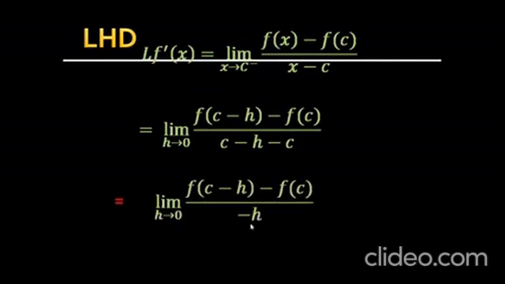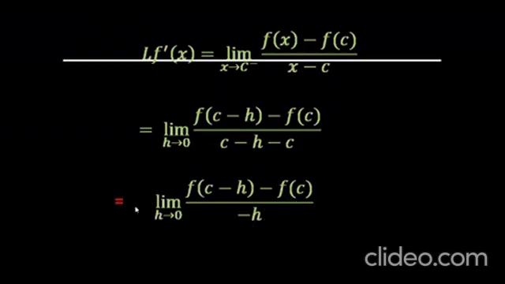This is divided by minus h because c is cancelled by the minus c. So that's why we get the denominator value equal to minus h. Whenever we have to solve the question, we have to write left hand differentiability is equal to the limit h tends to 0 of f of c minus h minus f of c, divided by minus h.